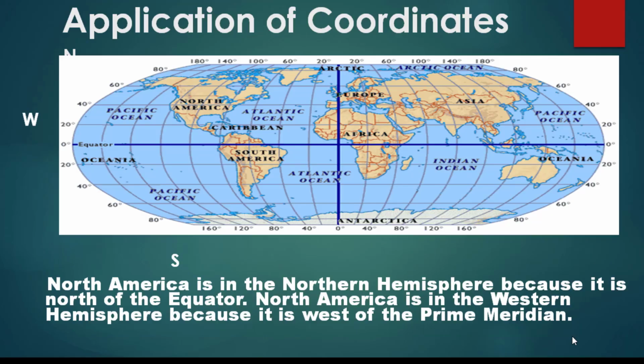So what is the application of coordinates? North America is in the northern hemisphere. Why? Because it is to the north of the equator. North America is in the western hemisphere because it is to the west of the prime meridian. So according to the two reference points, the equator and prime meridian, direction is decided.